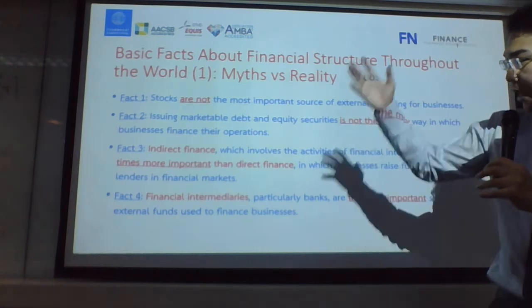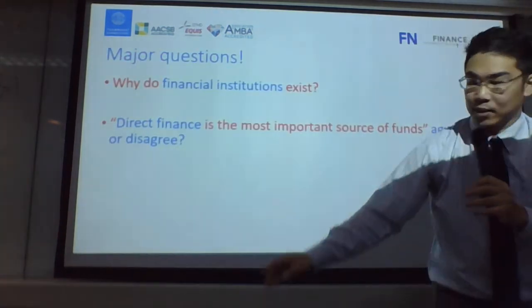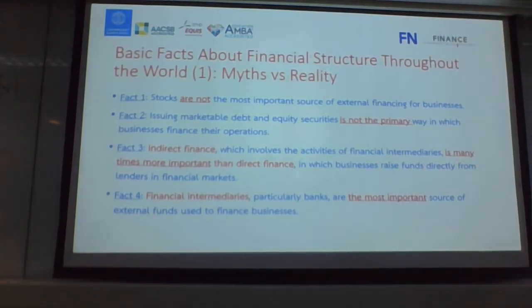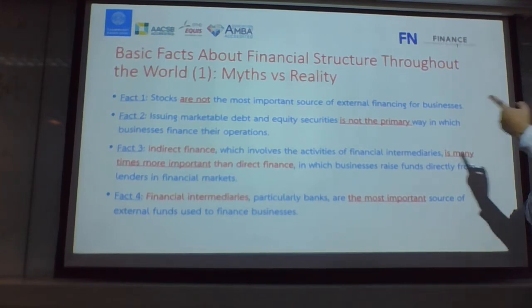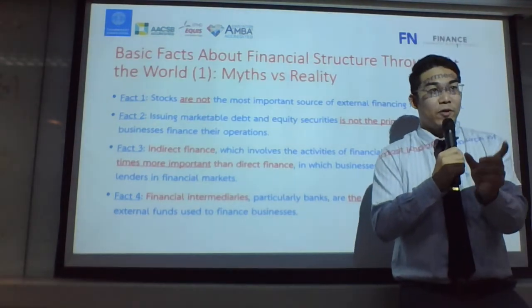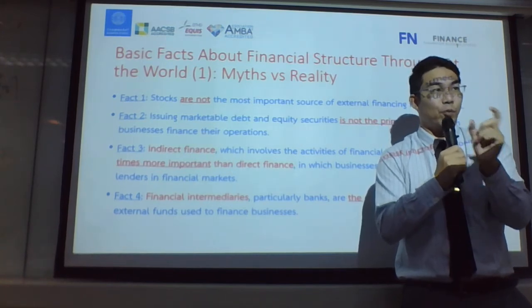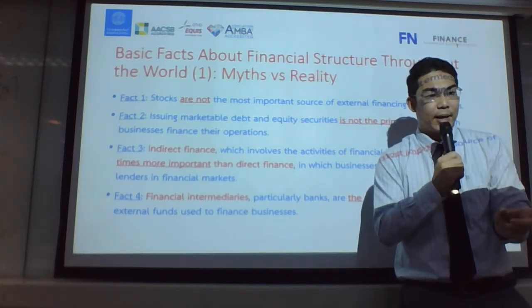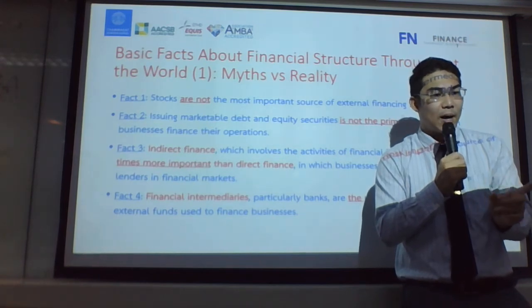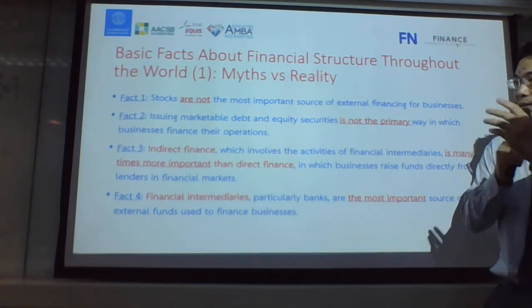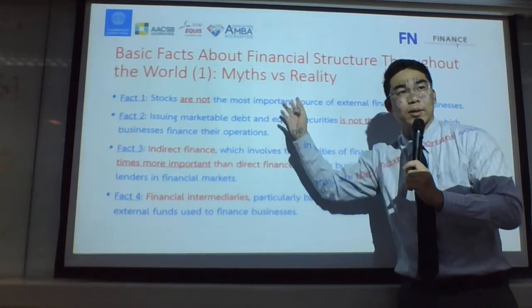When you understand all these facts, you will find the answers for the second question. The first one: stocks are not the most important source of external financing. When we talk about stock, we are talking about the financial market, the secondary market and the primary market. The firms can obtain funds by issuing equity to raise funds, right? But that channel is not the most important.